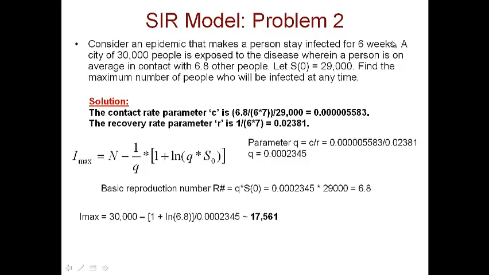1 over R is given as 6 weeks. Now we'll convert the weeks to days. So R is 1 over 6 times 7, which is this. So this is going to be B times R. B is 6.8, the average number of people you are in contact with, times 1 over 6 times 7, which is R, so B times R, divided by 29,000. So that's this number.